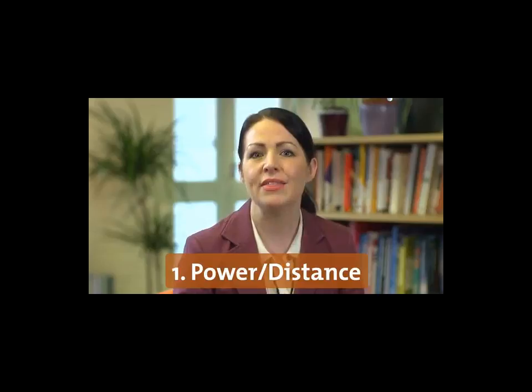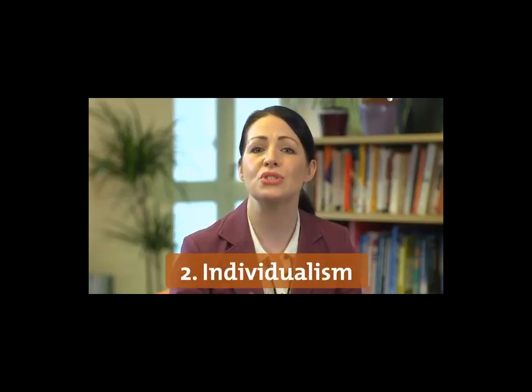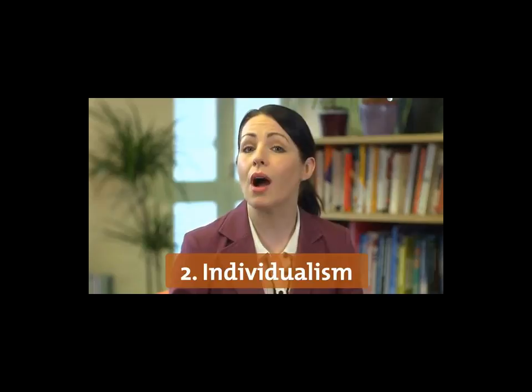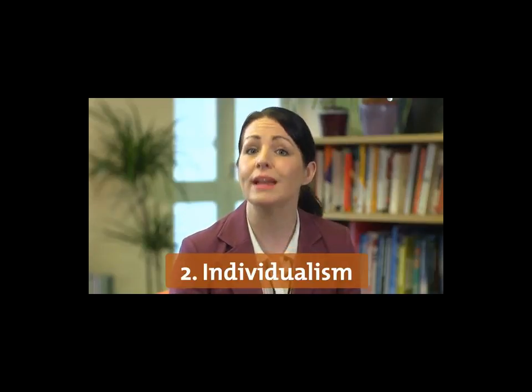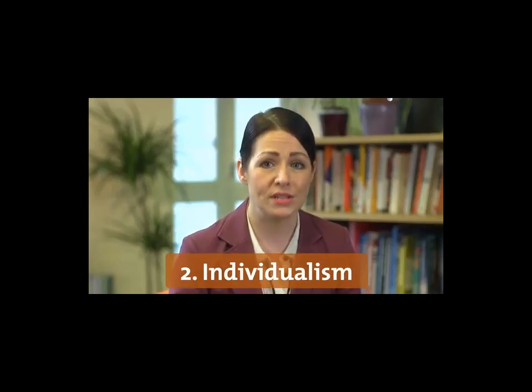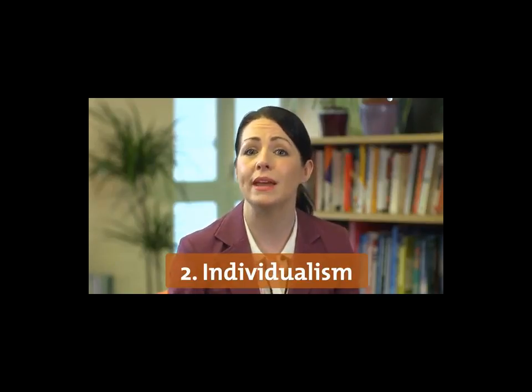The first dimension is power distance. This describes how a culture responds to people with power and how it treats those who don't have it. The second dimension is individualism. This refers to the strength of the ties people have with others in their community. People in countries that score high in individualism are likely to value privacy. People in countries with a low individualism score will likely take more interest in other people's well-being.